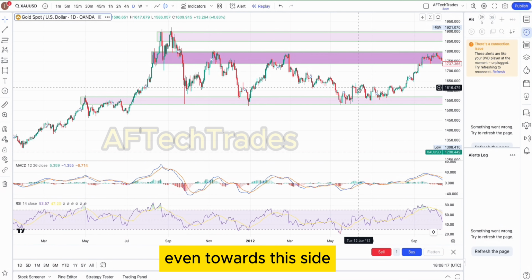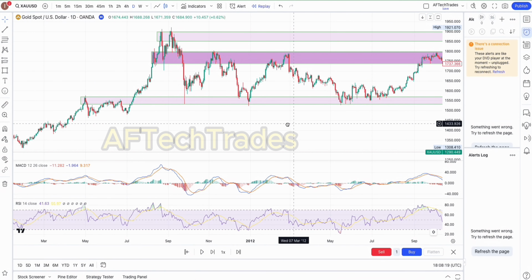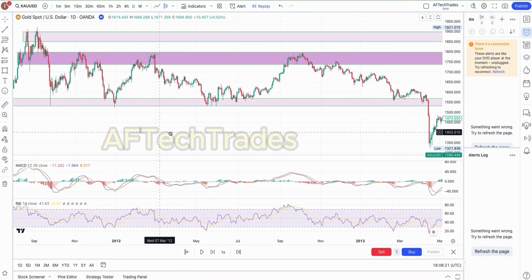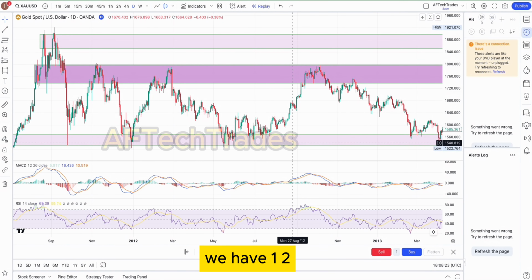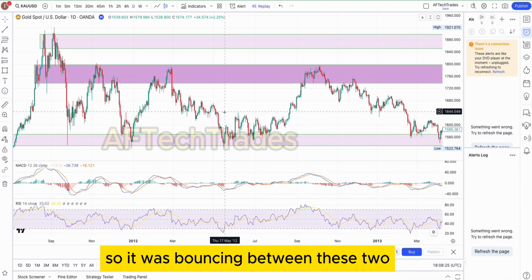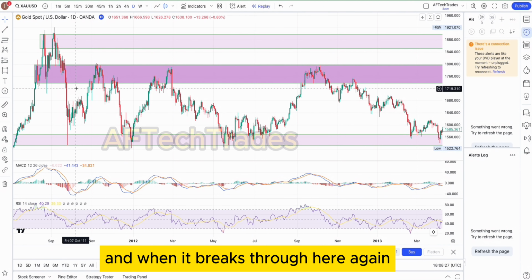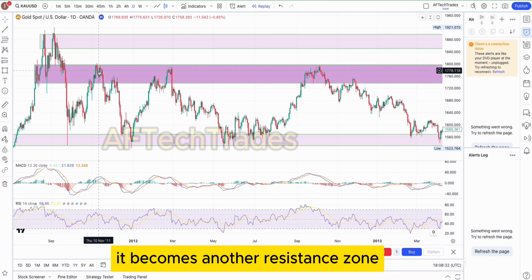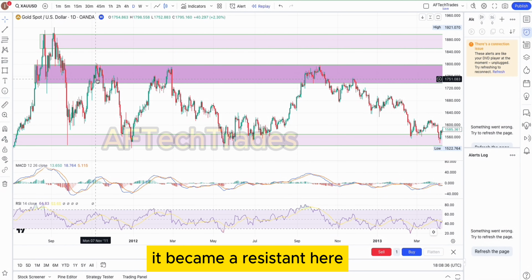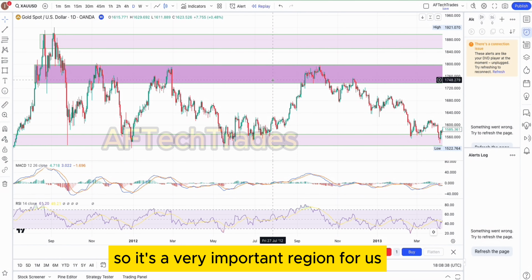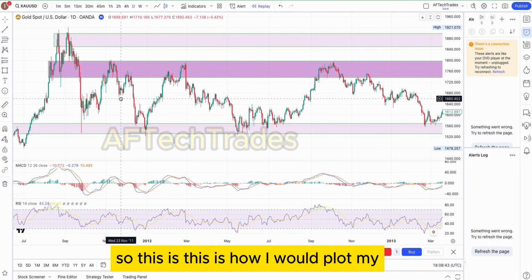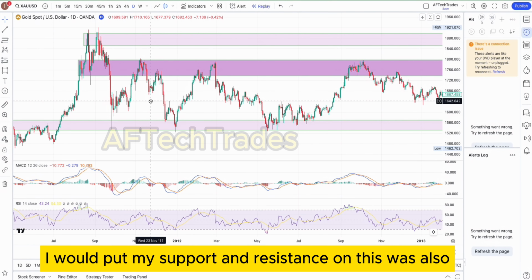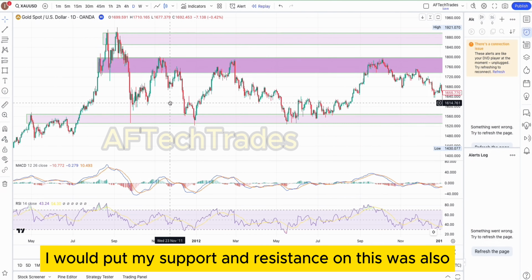If you see that even towards this side, we have 1, 2, so it was bouncing between these two, and when it breaks through here again, it came in here as it becomes another resistance zone. It was a support here, it became a resistance here, so it's a very important region for us. So this is how I would put my support and resistance zone.